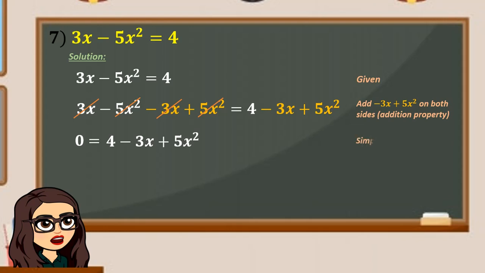So now let's simplify the given. So that will become 5x squared followed by negative 3x and then positive 4 equals 0. So this is now the standard form of the given equation.